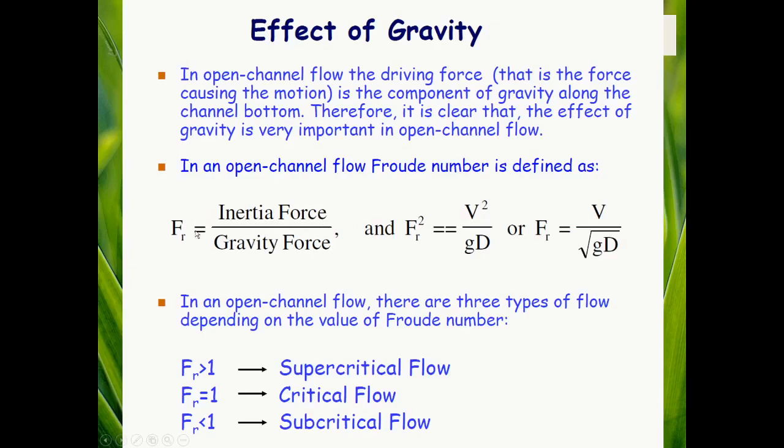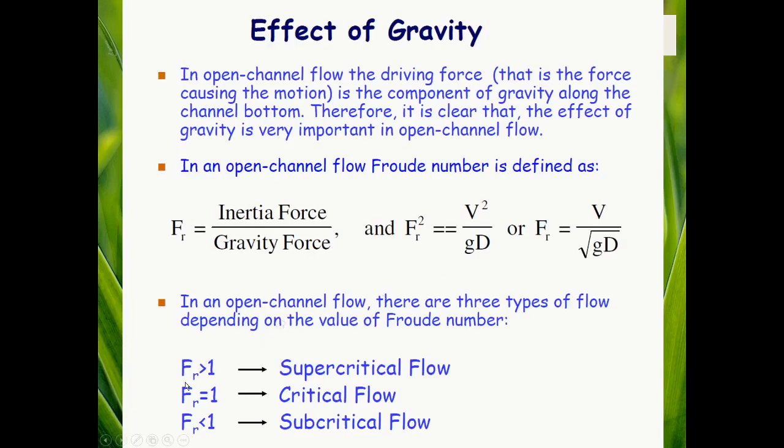We define the Froude number as the ratio of inertia force to the gravity force, and we said that it should be equal to velocity over the square root of gD. Here D is the hydraulic depth or hydraulic mean depth, which can be calculated using A over T. A is the cross-sectional area and T is the top width of the channel or top width of the cross-section.